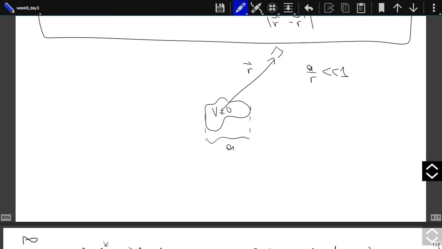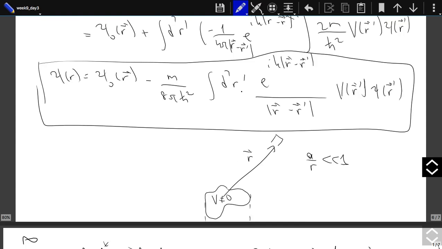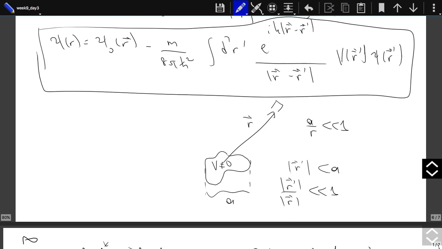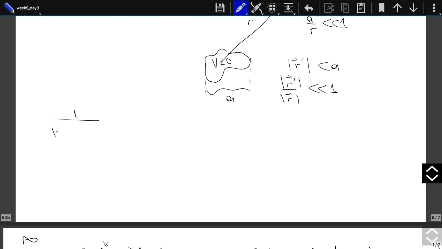Now, in this approximation, you see this r prime is over all of space, but v of r prime is non-zero only in a very small region of space. So in that very small region, r prime is less than a. So r prime over r is again much less than 1. r is much larger than r prime. So we can make several approximations. Here, for example, we have 1 over the square root of r minus r prime. This is approximately 1 over r.